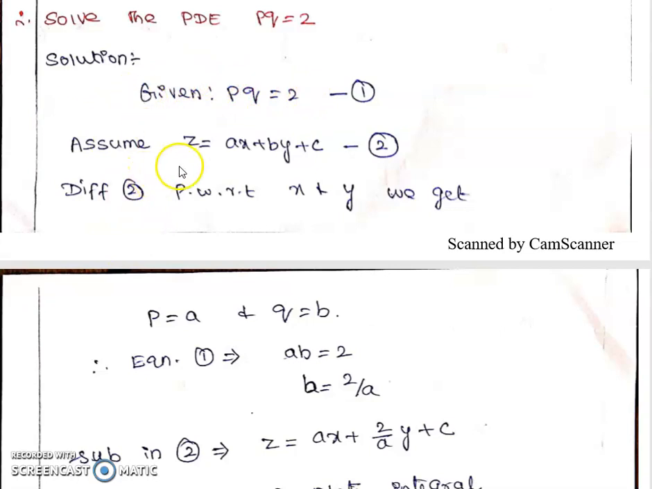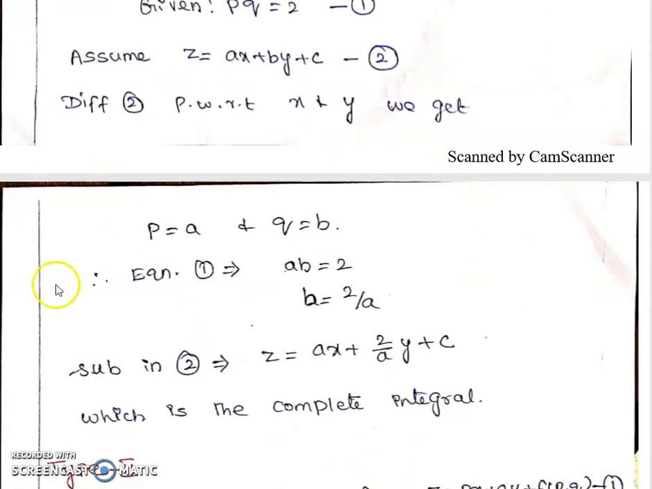Let us assume the solution z is equal to ax plus by plus c. Now differentiate this equation partially with respect to x and with respect to y. We get p is equal to a and q is equal to b. Substitute these p and q values in equation number 1. We get ab is equal to 2. From this you can find either the a value or the b value. Here I find the value of b: b is equal to 2 by a. Substitute this b value in equation number 2. We get z is equal to ax plus 2 by a into y plus c, which is the complete integral.